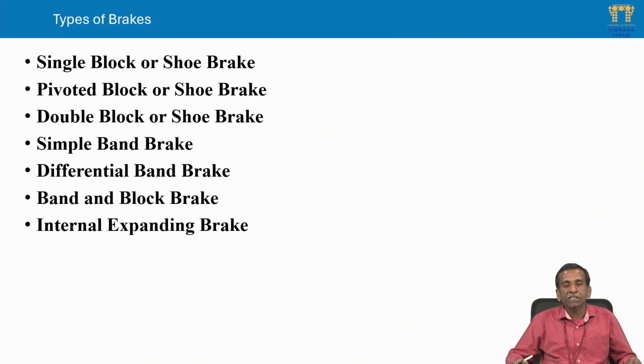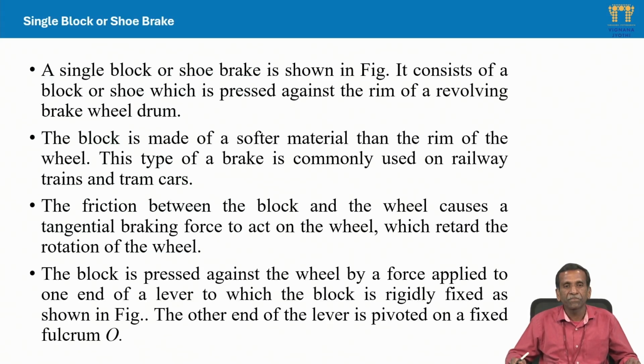Coming to types of brakes, the mechanical brakes are the shoe brake or block brake, the pivoted block or shoe brake, and the double block or shoe brake, where the number of blocks is more. Then there are band brakes: the simple band brake and the differential band brake. There is also a combination of these two, band and block, and the other one is internal expanding brakes. Today we are going to discuss the basic concept of the single block or shoe brake, and its analysis.